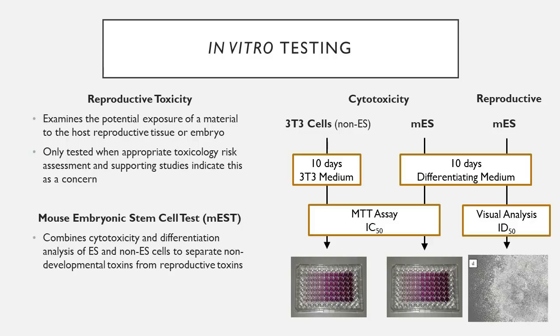So in order to do this, you would have two treatment samples, where one is non-embryonic stem cells representing general toxicity and the other is embryonic stem cells representing the reproductive cell toxicity studies. In addition, you would also want to monitor the differentiation of these stem cells after being incubated with your test material extract for 10 days. You would visually monitor them to determine what dose inhibits 50% of the embryonic stem cell population. This concentration is termed the ID50. In the MTT assay, you would determine the IC50, which is the concentration necessary to kill 50% of the cells.